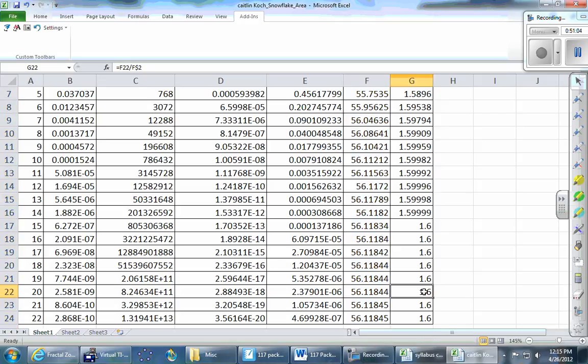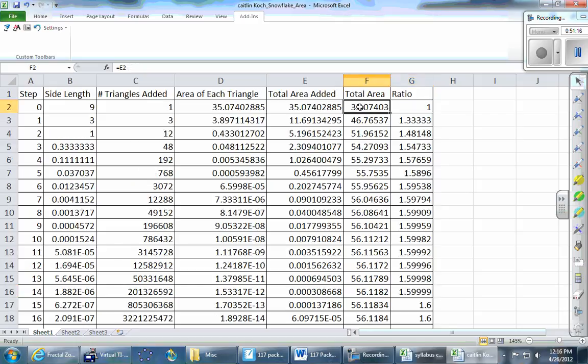And here's the crazy part, and we'll end here. The final triangle, the infinite triangle, has an area that's always 1.6 times the starting triangle. The original triangle here was a 35 area. It's always 1.6 times that starting triangle, and that's it.